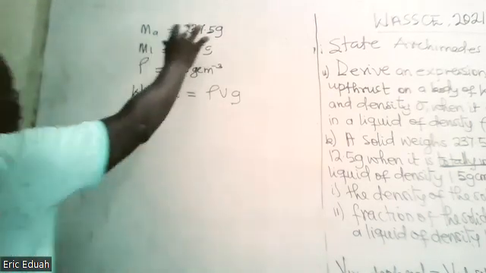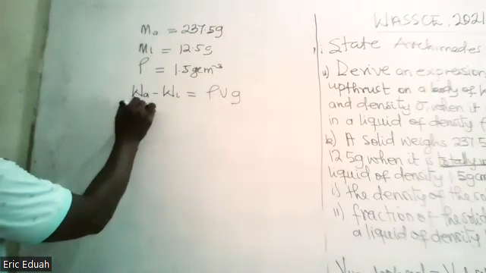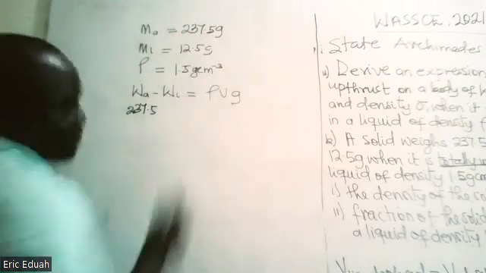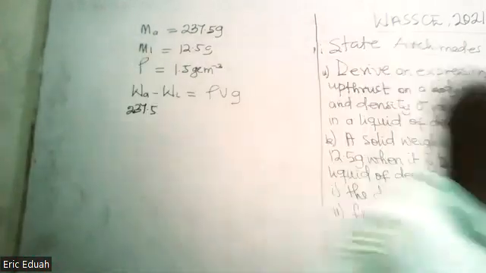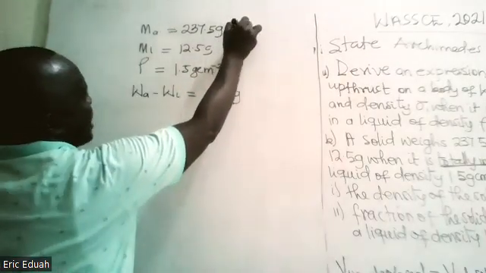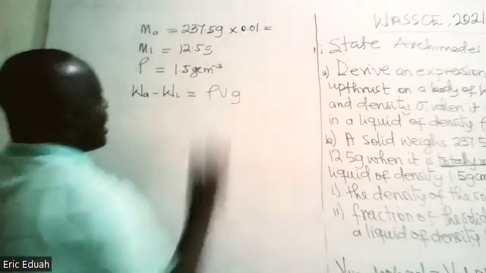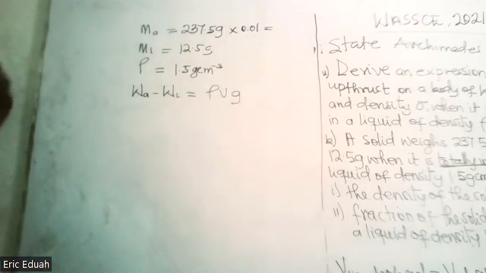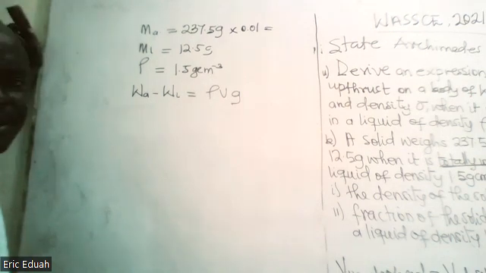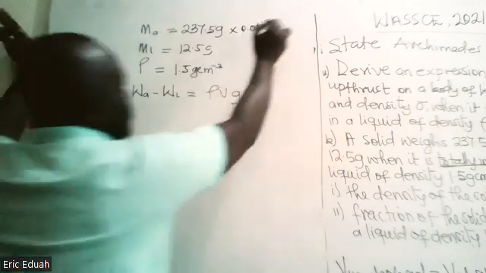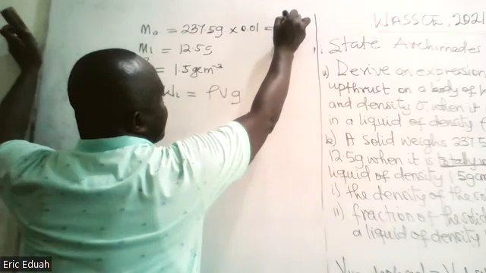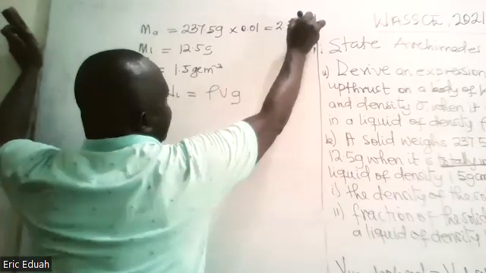So it means that if I have this as the mass in air, to change this to weight, I have to multiply this by 0.01. And that would give us, what is 237.5 times 0.01? 2.375.